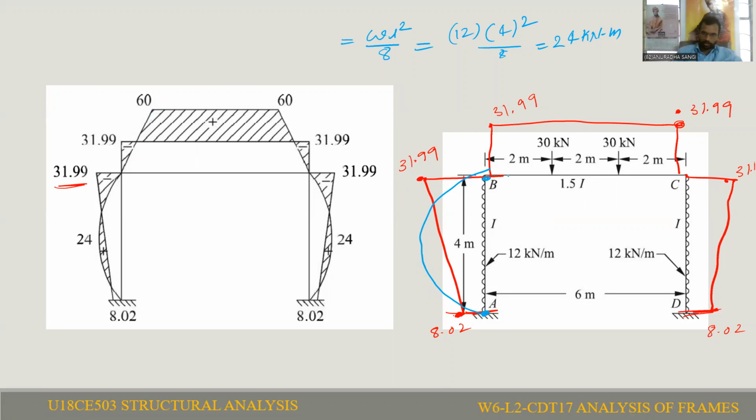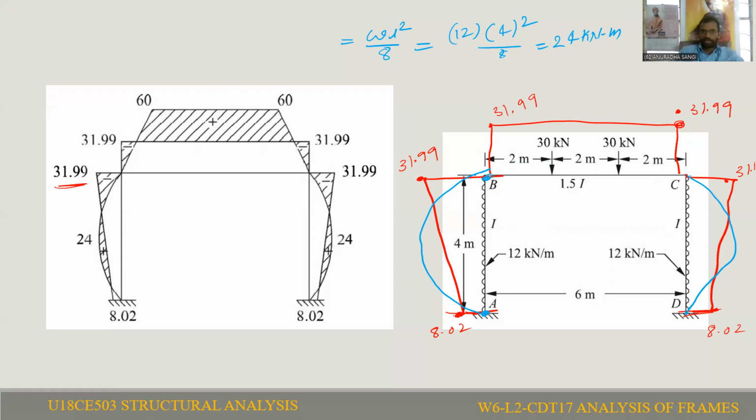Coming to the BC span, BC span is different. The CD span is symmetrical to the AB span, so the bending moment is also the same. We can draw the DC span bending moment the same as the AB span, which is also a parabolic variation. Now coming to the BC span, a horizontal beam.